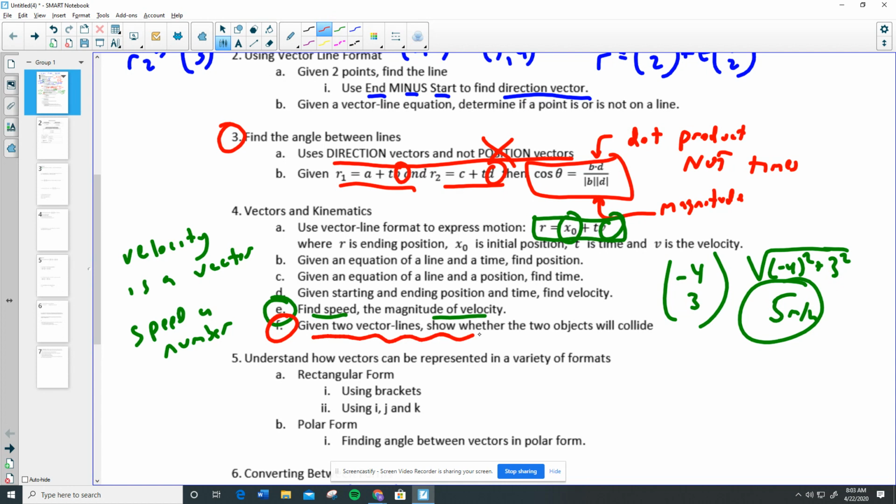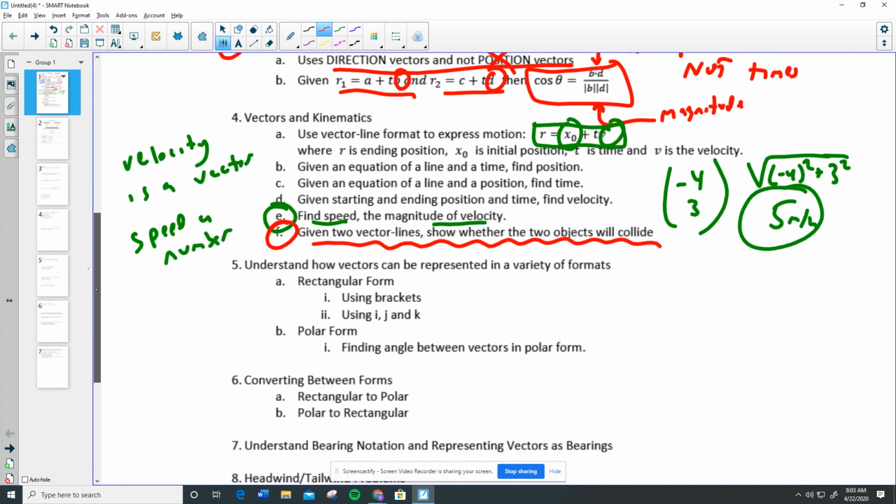Given 2 vector lines, show whether or not the objects will collide. There's one in the packet on that, so I suggest you look down at the example answers.